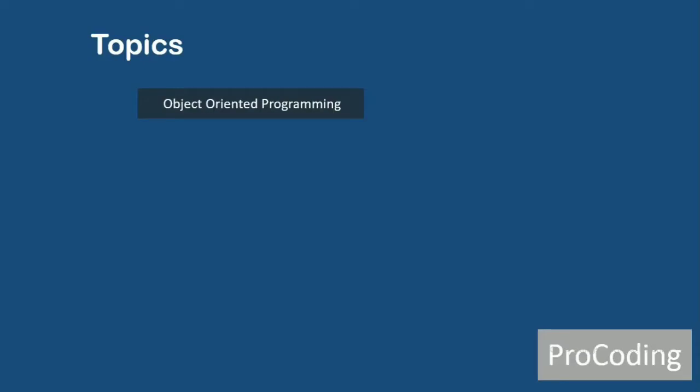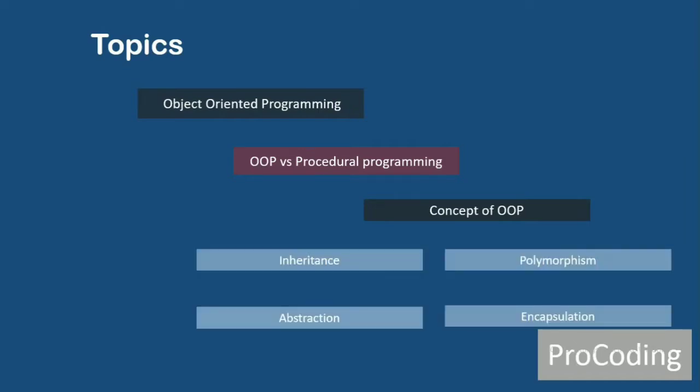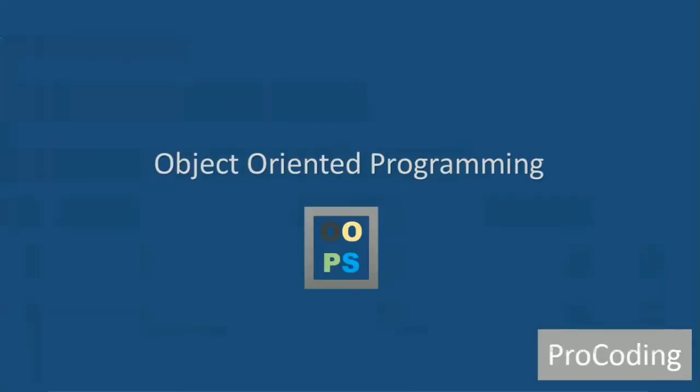Topics for today are Object-Oriented Programming Language, that is OOP, Object-Oriented Programming Language versus the procedural one, and concepts of Object-Oriented Programming Language that are inheritance, polymorphism, abstraction, and encapsulation. Starting with the first one, that is Object-Oriented Programming Language.